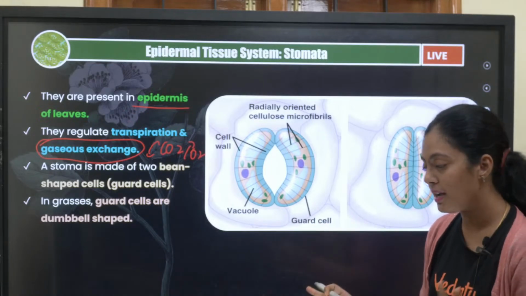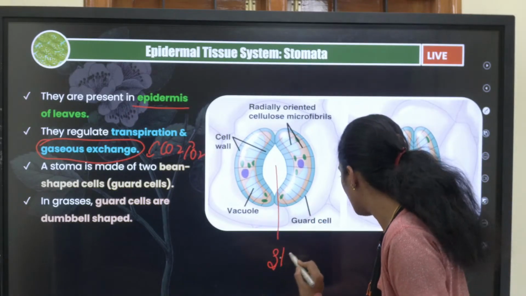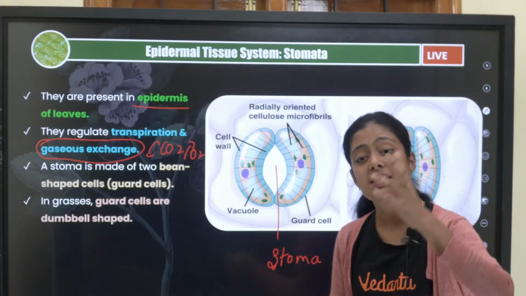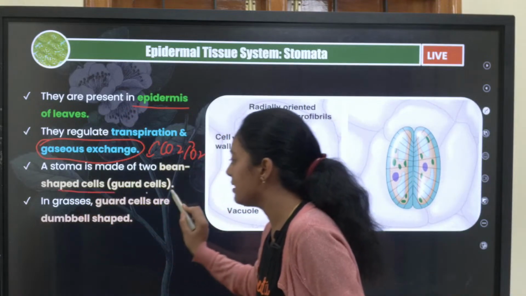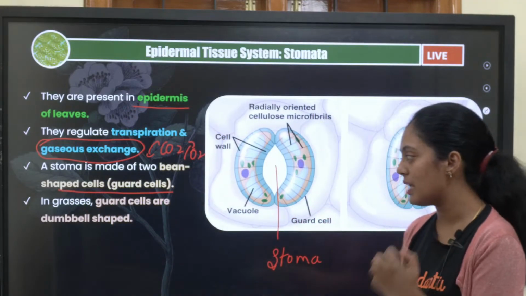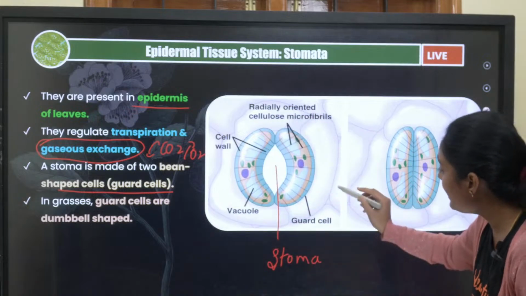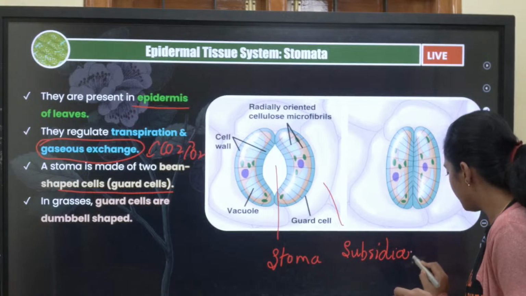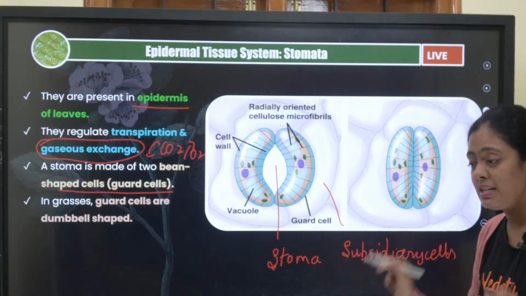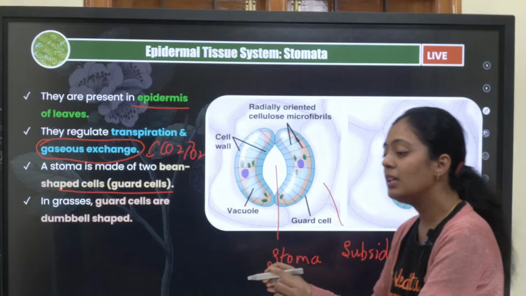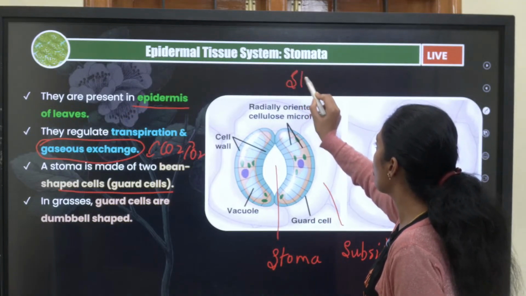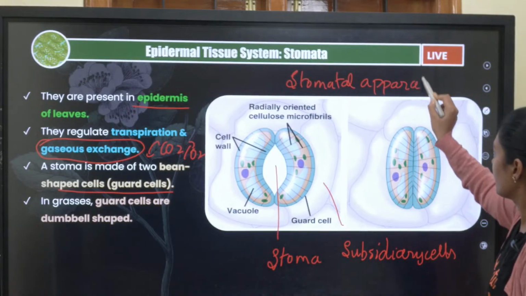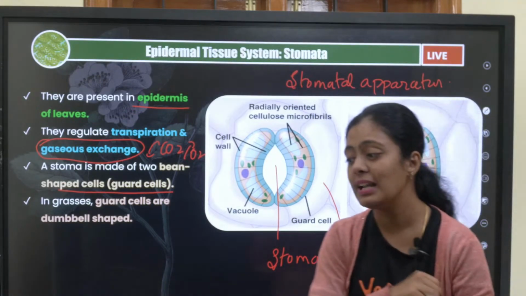What is this made up of? It has the stoma. First there is something called the stoma. That is the opening. And this stoma is surrounded by two guard cells. These guard cells are in turn surrounded by subsidiary cells. And these three together, the subsidiary cells, guard cells and stoma, what do we call them? We call it the stomatal apparatus.